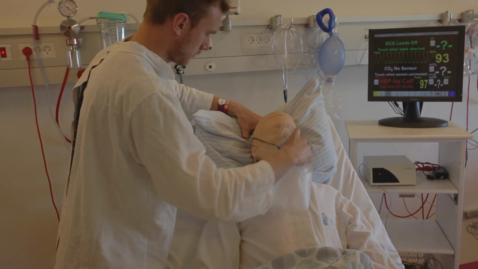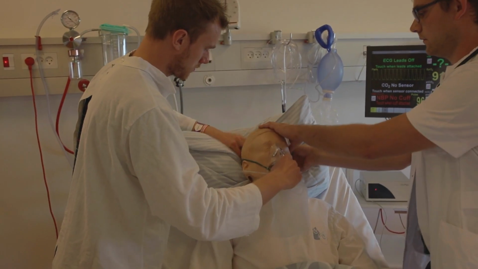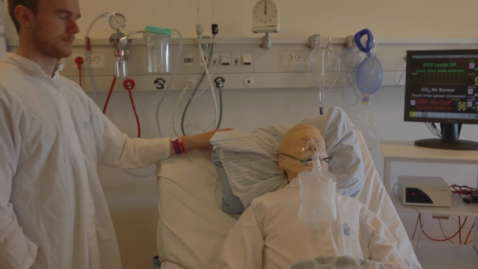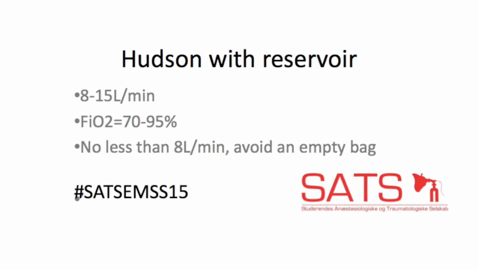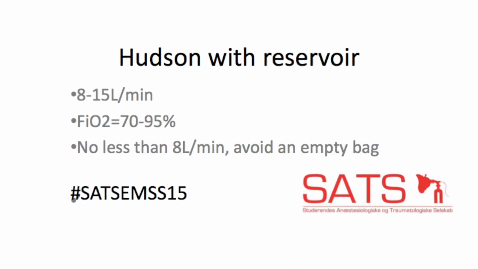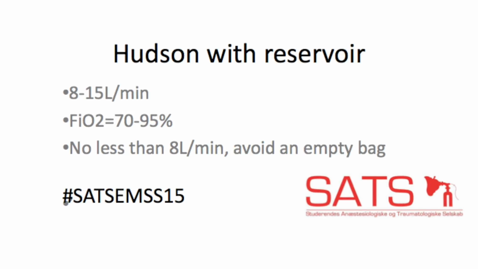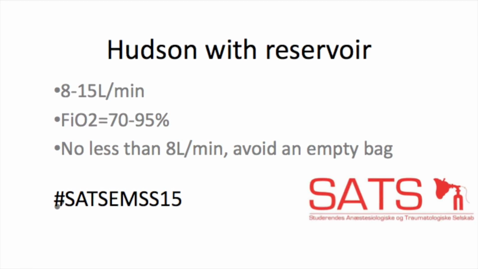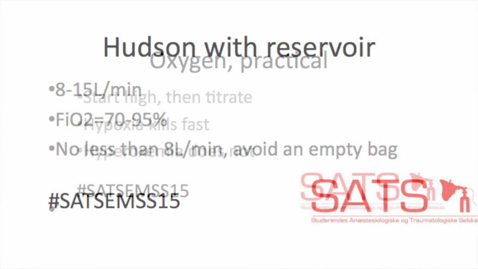A Hudson mask with reservoir is for the severely hypoxic patient or the first couple of minutes of the patient assessment before you've had time to evaluate the oxygen requirements. This mask can provide a flow of 8 to 15 liters. Because of the reservoir, it can provide an FiO2 of 70 to 95%. A minimum flow of 8 liters per minute is required for this mask, otherwise the patient can empty the bag and decrease the inspiratory volume.